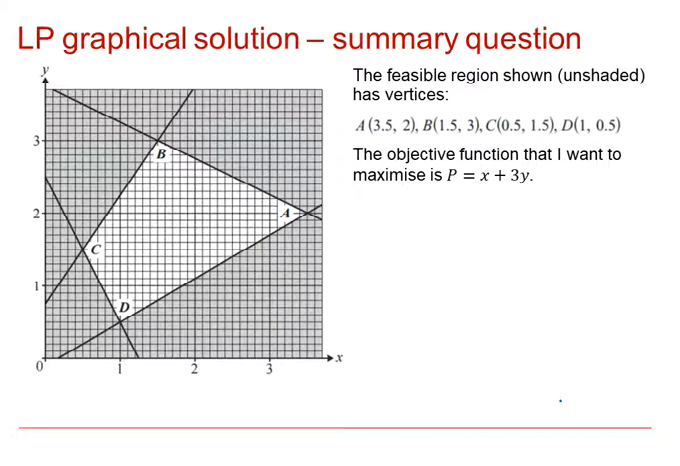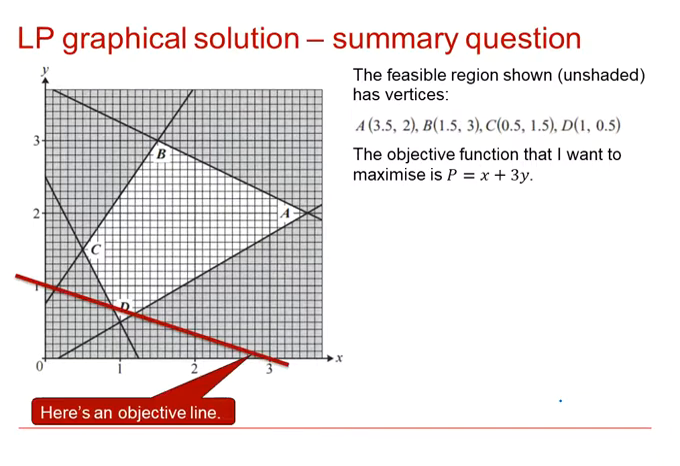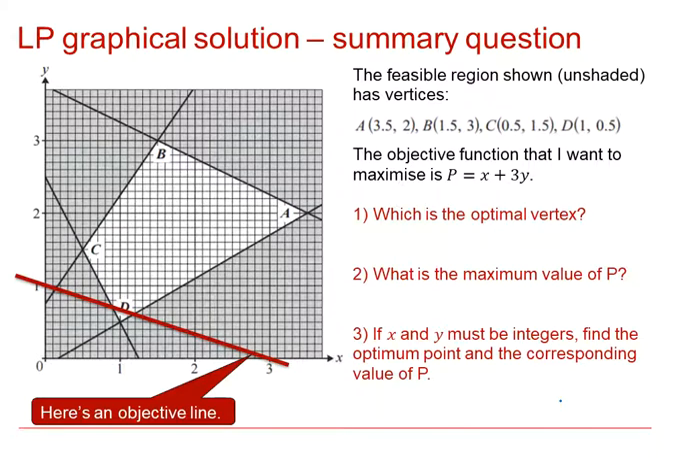So in this example, the feasible region is unshaded, the vertices' coordinates have been given as A, B, C, D, and the objective function is to maximize P equals x plus 3y. So I've drawn an example of an objective function nice and clearly. I'm going to use this objective line to find my maximum vertex. So the three things we're going to do are: one, find the optimum vertex; two, what's the maximum value of P; and three, if x and y need to be integer solutions, what would be the optimum point and corresponding value of P.